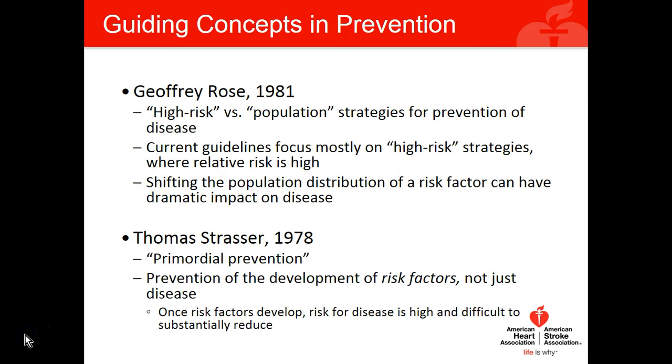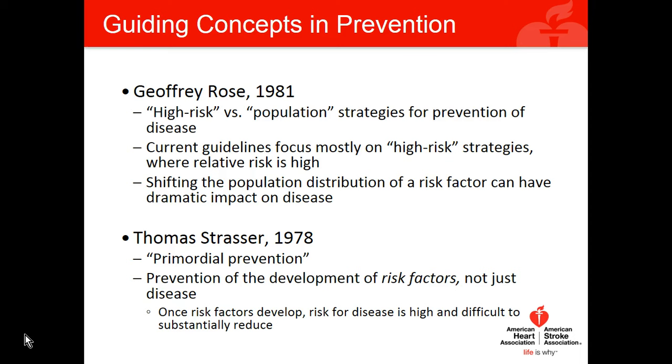Now, since the definition of cardiovascular health was really promoted to not be just the mere absence of disease, but to really focus on prevention of cardiovascular disease and its risk factors, there were two basic concepts in prevention in particular that were emphasized and used as guiding values when defining cardiovascular health. One was a definition of Jeffrey Rose from 1981, where he really separated the concept of high risk versus population strategies for prevention of disease.